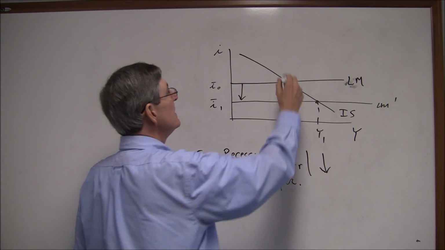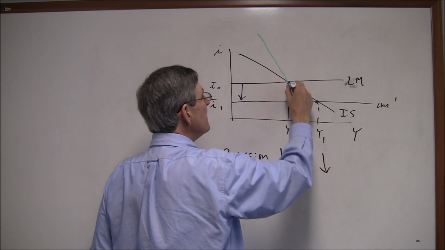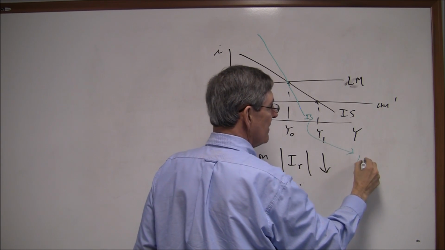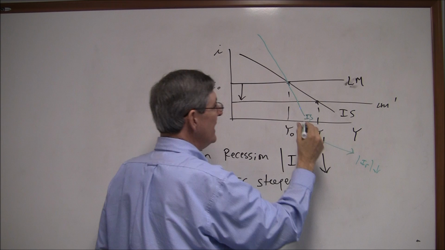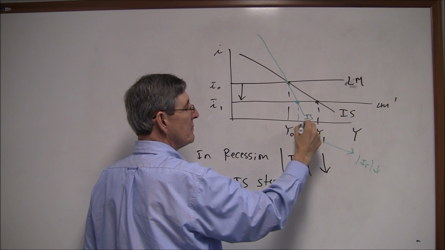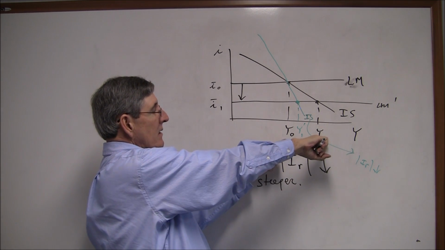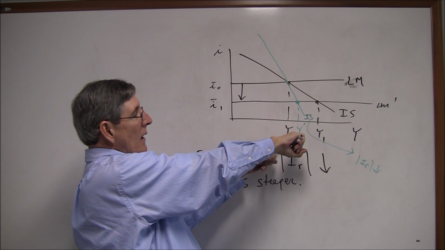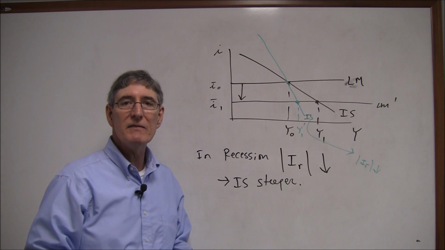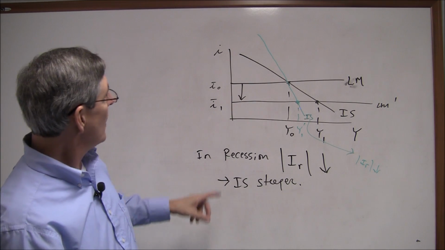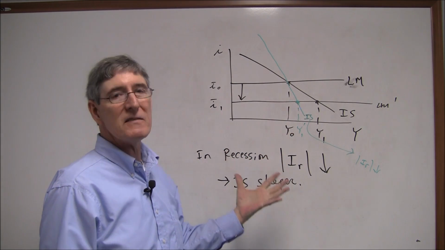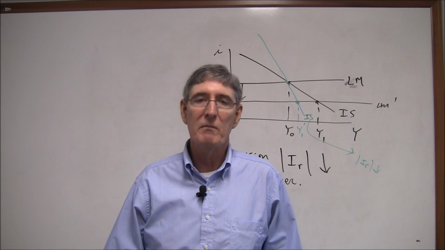In a recession, this IS curve might be steeper. So this is the one for I of R smaller. In that case, the change in income would only be to Y1 prime. So instead of going all the way here to Y1, you only go to Y1 prime. So what does that tell you about the effectiveness of monetary policy? Well, it tells you that in recessions, monetary policy is not as effective as it is at full employment.